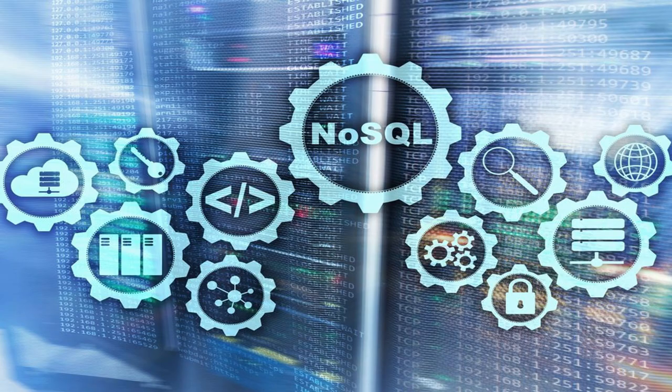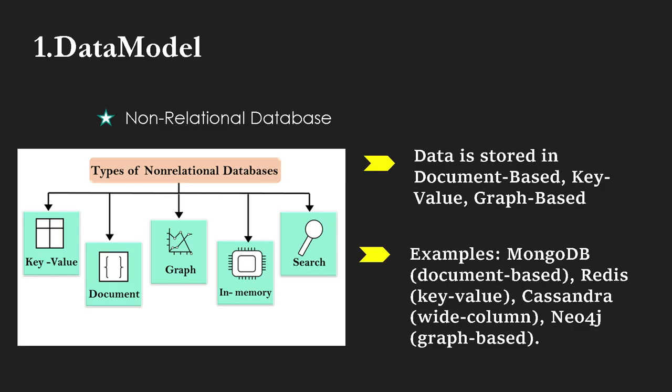Next, NoSQL. NoSQL is "Not Only SQL", starting with its data model. It is a non-relational database, and its data is stored in document-based, key-value, and graph-based forms. For example, MongoDB stores data document-based, Redis is key-value, Cassandra is wide-column, and Neo4j is graph-based.